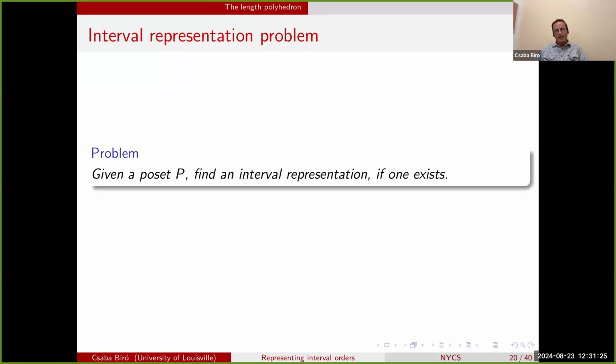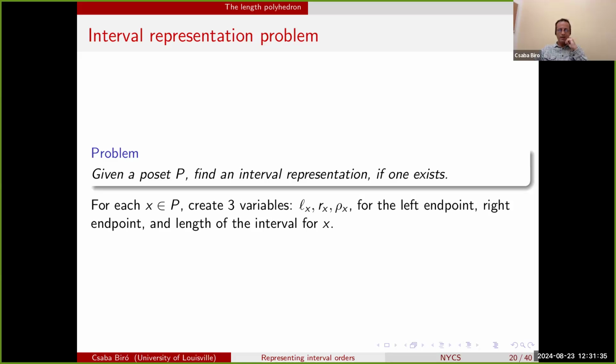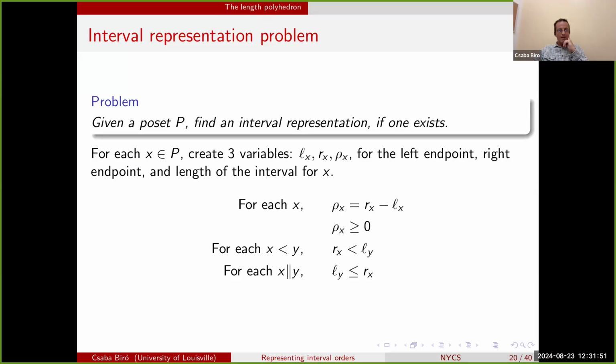So let's turn the interval representation problem into a linear programming problem. The goal here is, you're given a poset and you try to find a representation. So let's define three variables for each element of the poset. We're going to call these L_x, R_x, and ρ_x, and they're going to represent the left endpoint, the right endpoint, and the length of the interval for x. And so now I can write down all the conditions that are required for these variables to represent an interval representation, or to construct an interval representation for the poset P.